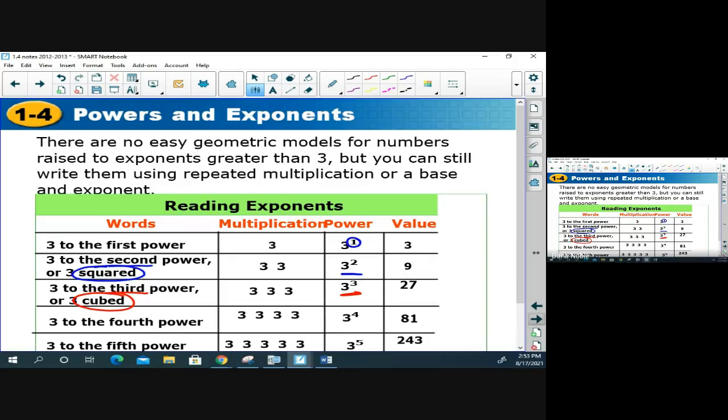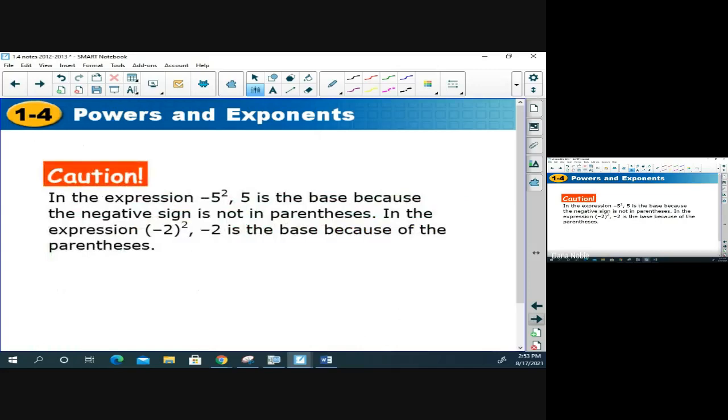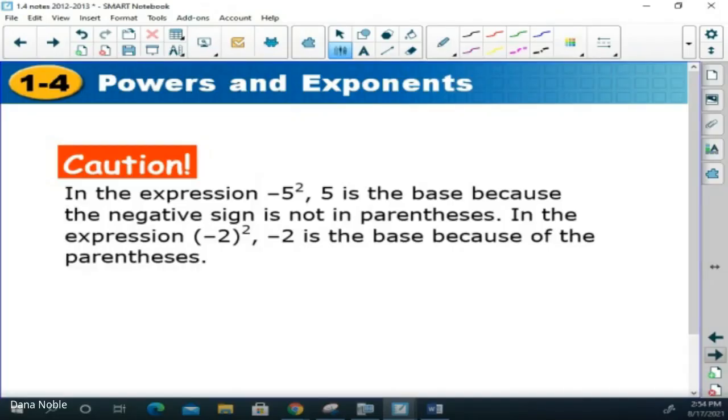Now let's go over here where you see a big caution. In this expression, we have a negative 5 raised to the second. In this problem, the 5 is the base, not the -5. The negative sign is not in the parentheses. In this expression, you can see a -2 to the second power. -2 is in the base because it's in the parentheses.